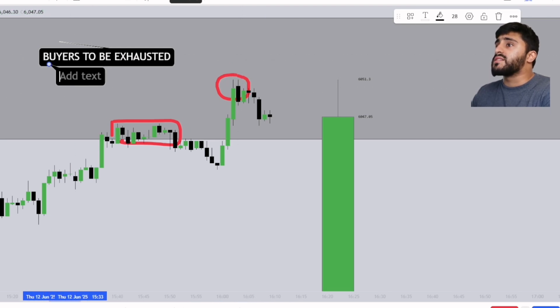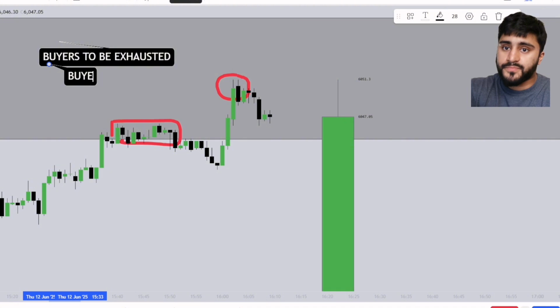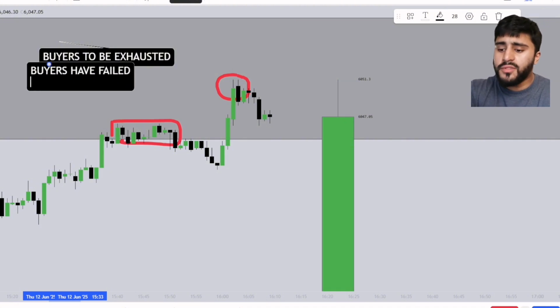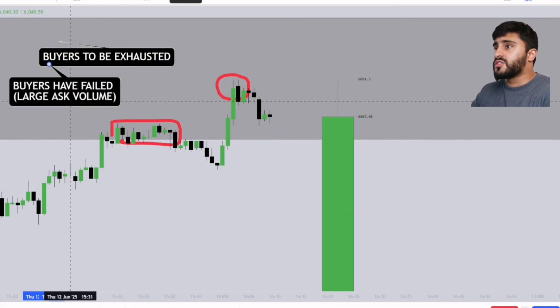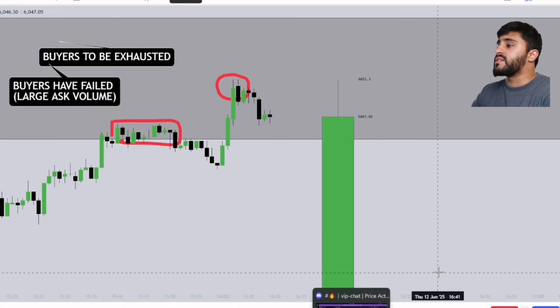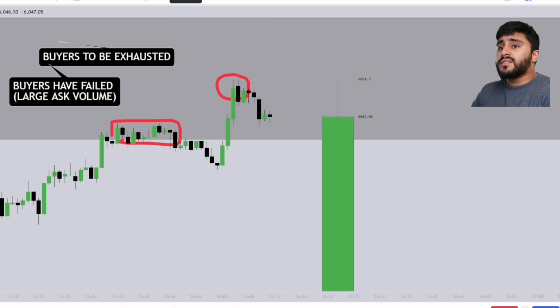When they're exhausted, it means they've failed, right? So buyers have failed. What this means is that we see a large ask volume. So this is where we're now going to be going over the footprint charts. This is how we determine if a trend is going to end, right? This is how we determine that.